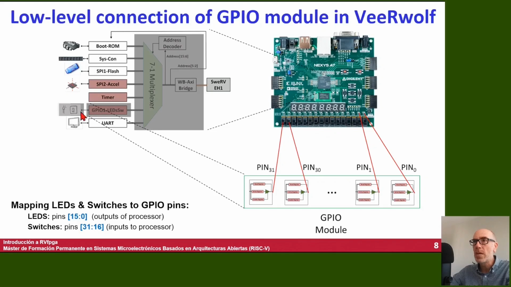Here's an expanded view of the connections. The enlarged GPIO controller shows how the 16 least significant pins connect to the 16 LEDs. For instance, pin 0 connects to LED 0, pin 1 to LED 1, and so on. The 16 most significant pins link to the switches. We see pin 31 connecting to the leftmost, most significant switch, pin 30 to the next, and all others follow the same pattern.